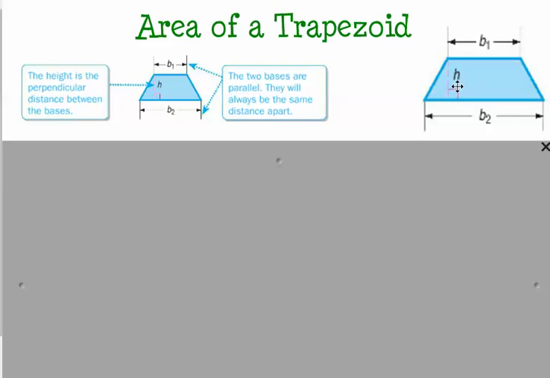So a parallelogram, a rhombus, a square, and a rectangle are all parallelograms, which means they have a pair of parallel lines. Okay, these are parallel lines. So a square, a rectangle.